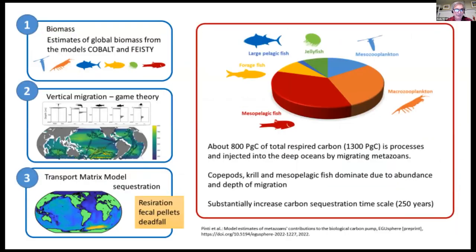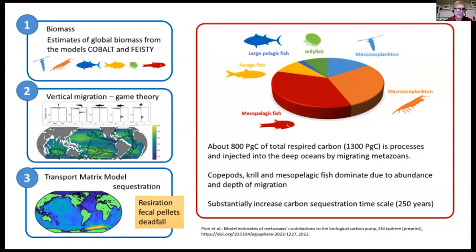This is a plotted summary of what the model does. First we estimate the biomass of six different taxa of organisms, ranging from copepod-like organisms and krill, large pelagic fish, all the way to mesopelagic fish. For this, we use COBALT and FEISTY, which have been introduced already. Thank you for that, Jessica. We use that to estimate the total biomass in these different taxa on a global level.